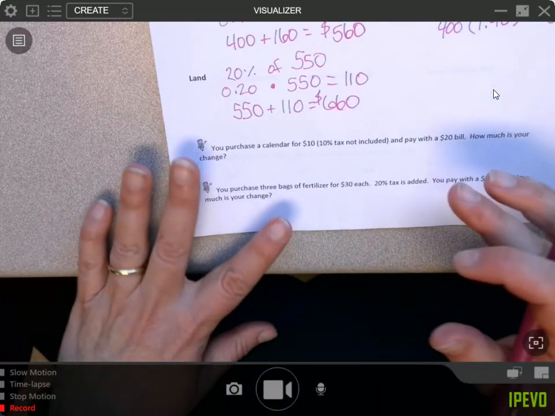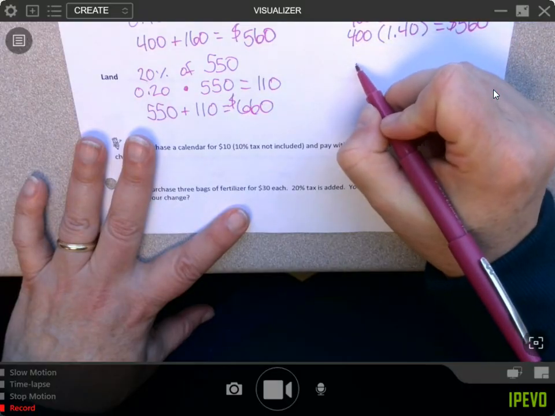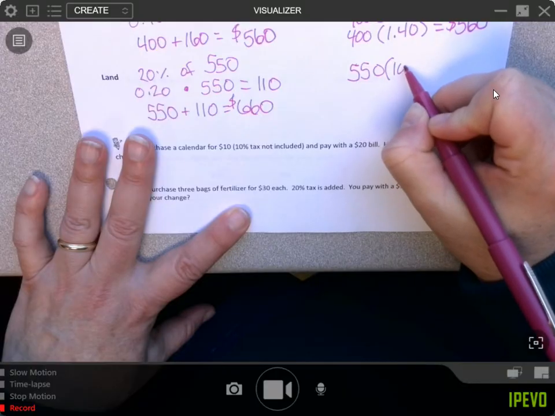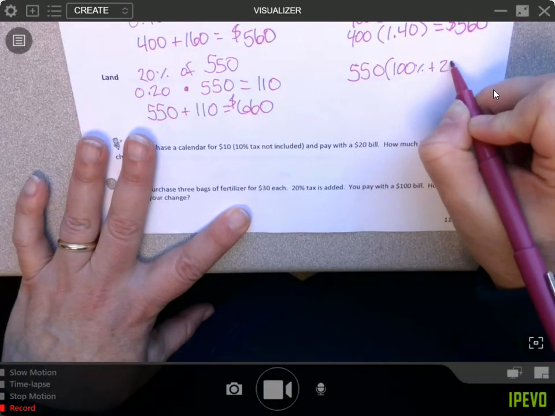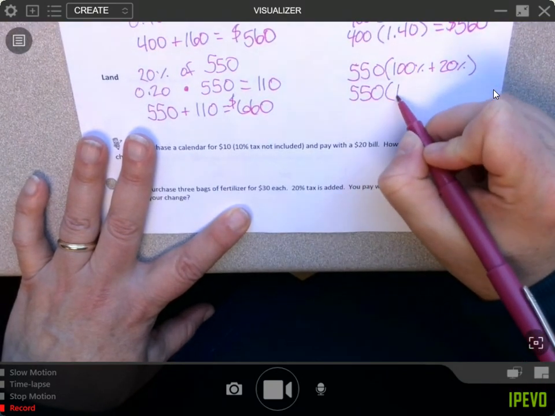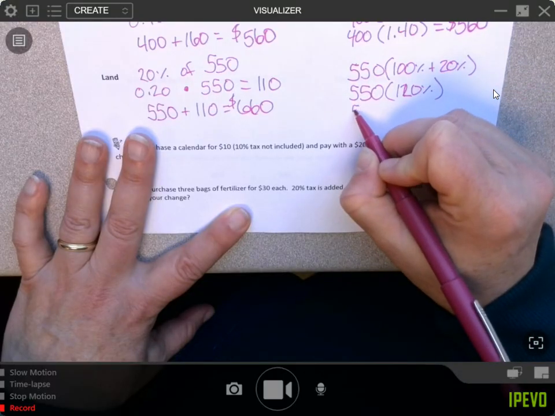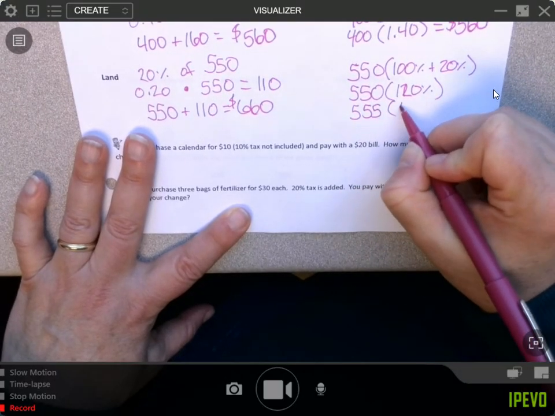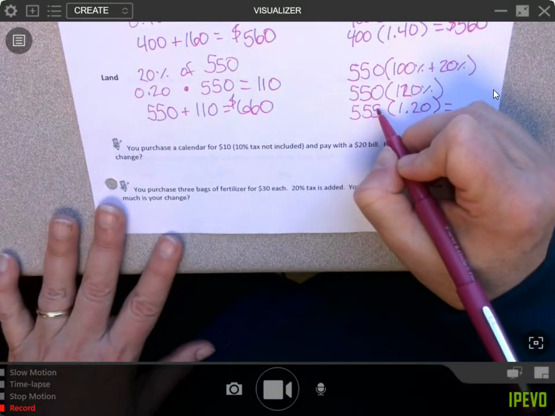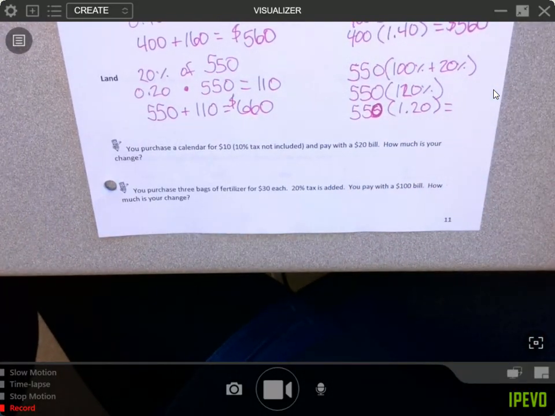Let's do our formula. We had 550 times 100% plus that 20%. So 550 times 120%. So it's 550 times 1.20. What is, sorry, that should be a 550. What is 550 times 1.20?